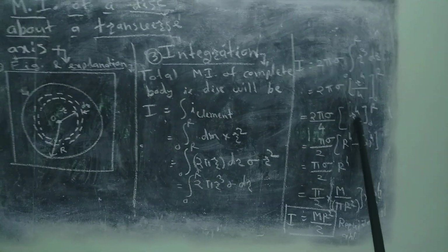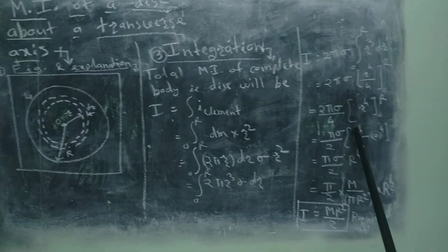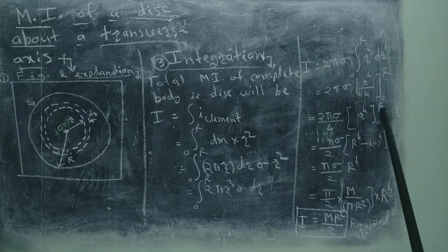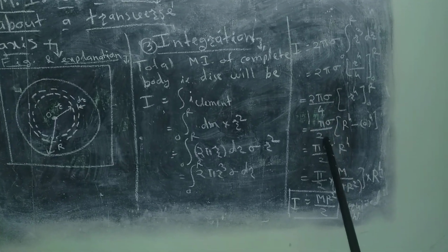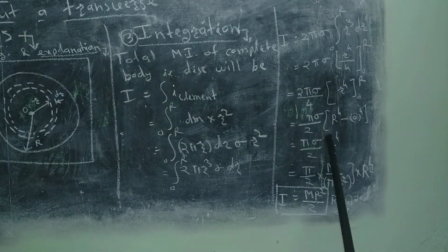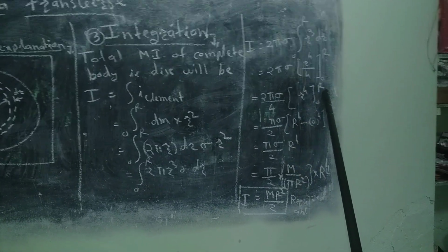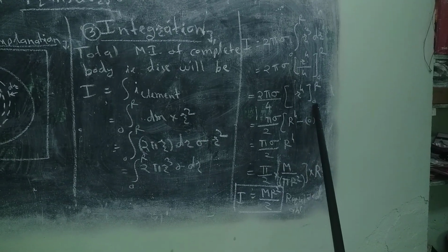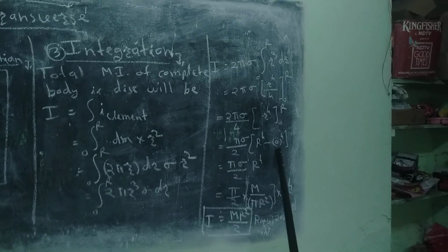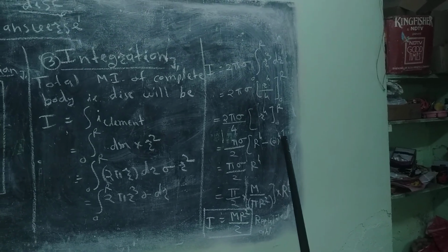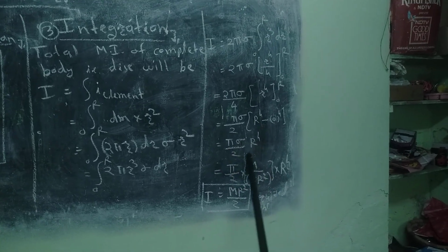Here in place of the running factor we write the upper limit, by the standard formula. In place of this variable we write the upper limit. So the 2 gets cancelled, and we get pi sigma upon 2. Simple mathematics. In the bracket, r raised to 4. Why r raised to 4? Because the upper limit is capital R, minus 0. Why 0? Because the lower limit is 0. So in place of the variable we write 0 to the power 4. And we know that 0 to the power anything is 0. So we get pi sigma r raised to 4 upon 2.